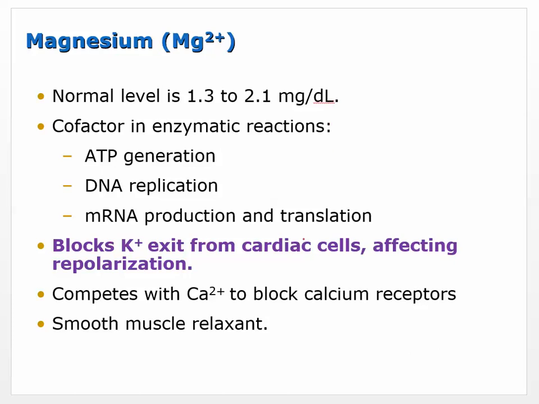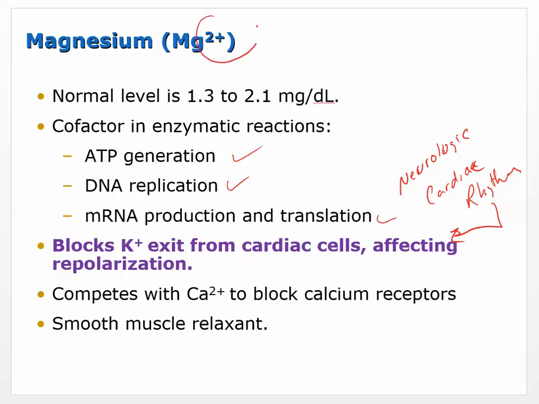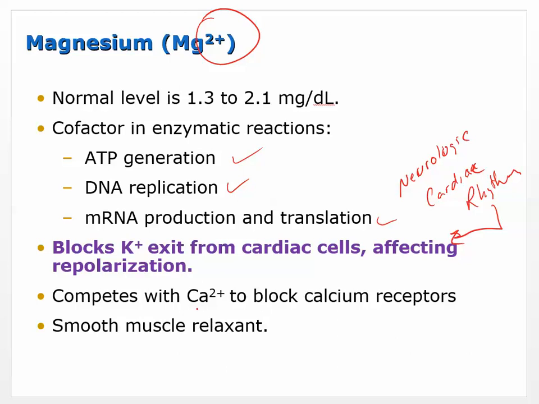Okay. So magnesium is another one. It blocks potassium exit from cardiac cells, so it has a neurological effect, and it can actually affect cardiac rhythm. Really, we're worried about potassium, but normal level is 1.3, cofactor in enzymatic reactions. It does a whole bunch of different things, but it can also affect repolarization. So these neurological manifestations are important. It competes with calcium to block calcium receptors because they're both divalent cations. And therefore it can function as a smooth muscle relaxant.